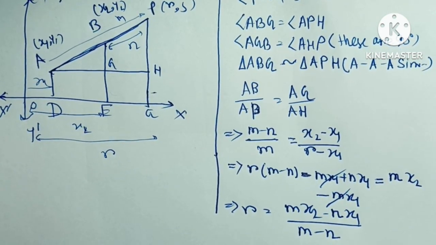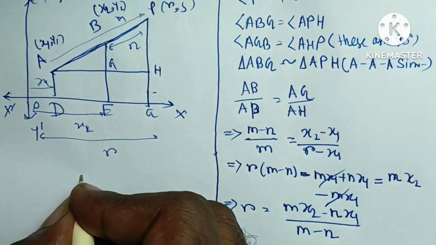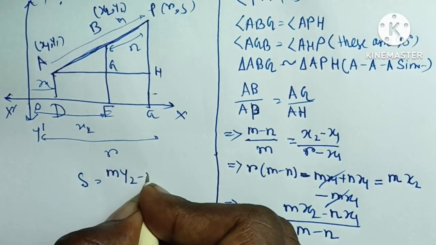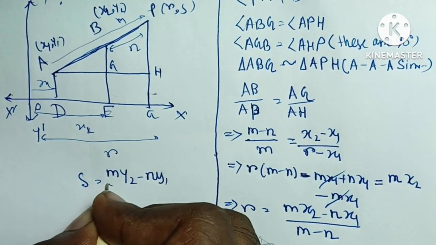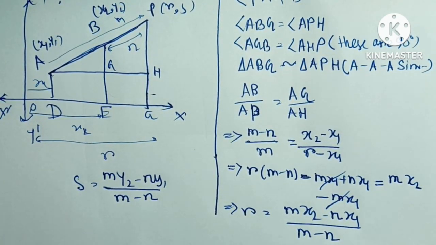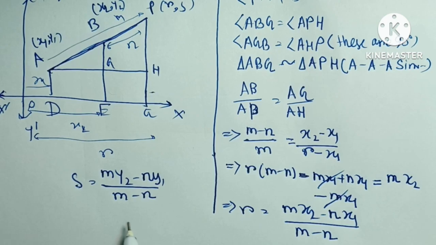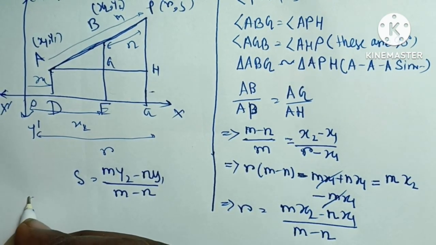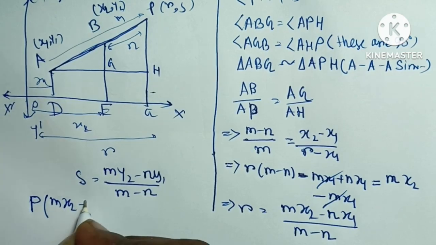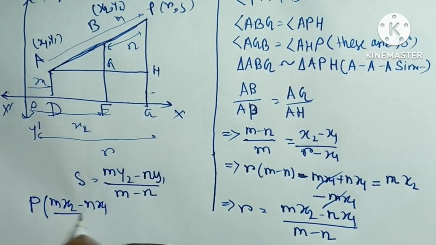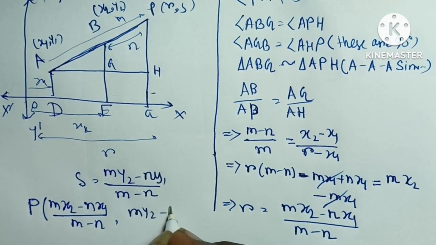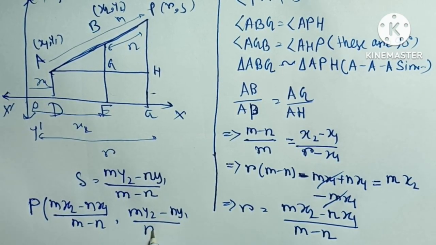Similarly, we can write S equals (my2 minus ny1) by (m minus n). So this is the coordinate of P, that is P is ((mx2 minus nx1) by (m minus n), (my2 minus ny1) by (m minus n)).